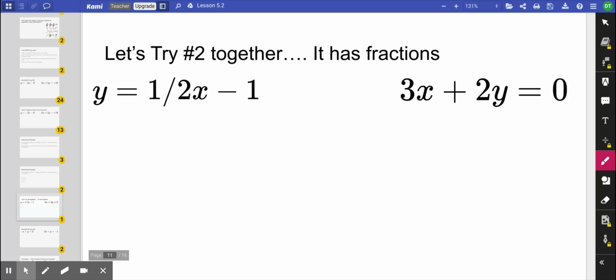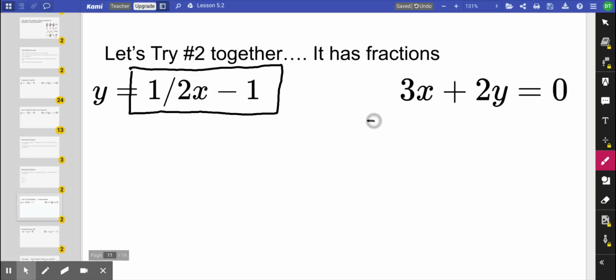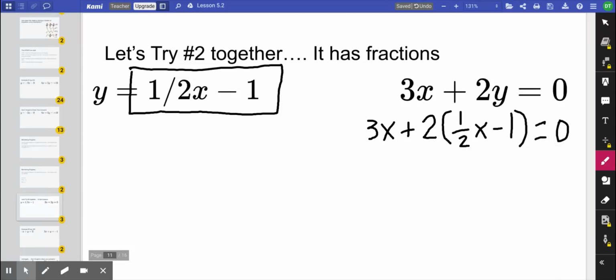So once again, the first step's already done. This first equation is already solved for y. Y is the same as 1/2 x minus 1. So I should be able to put 1/2 x minus 1 into the second equation in place of the y. So that gives me 3x plus 2 times y, which is the quantity, so in parentheses, 1/2 x minus 1, close off that parentheses, and that equals 0. So 3x plus 2 times 1/2 x minus 1 equals 0.